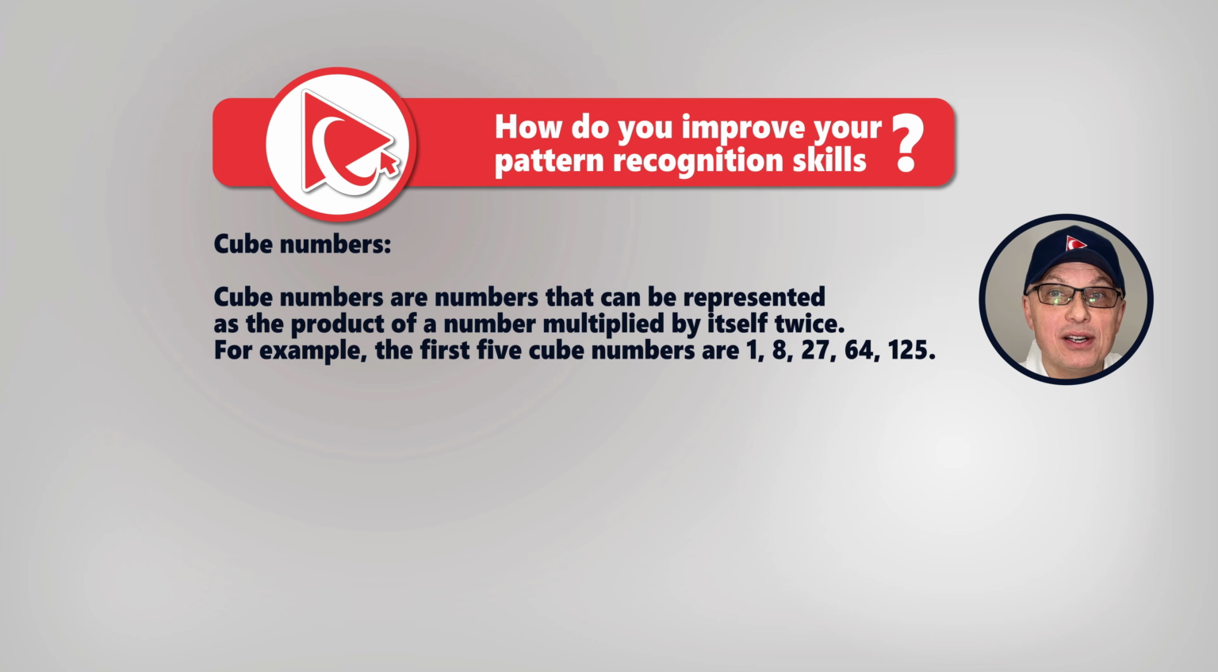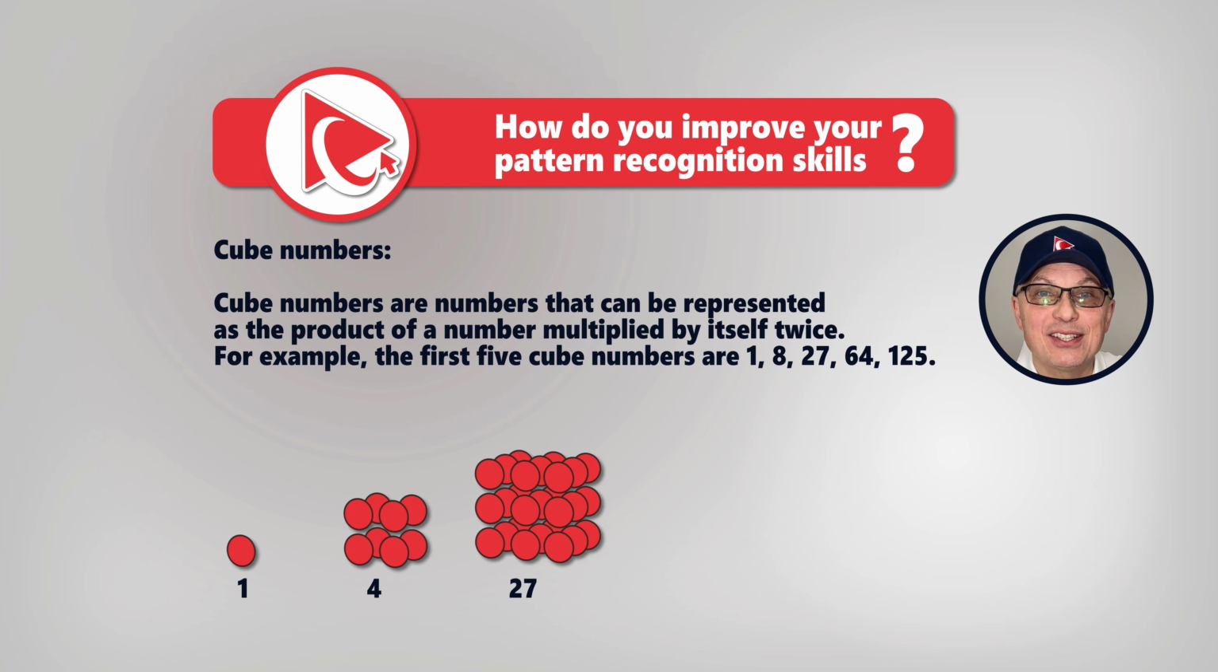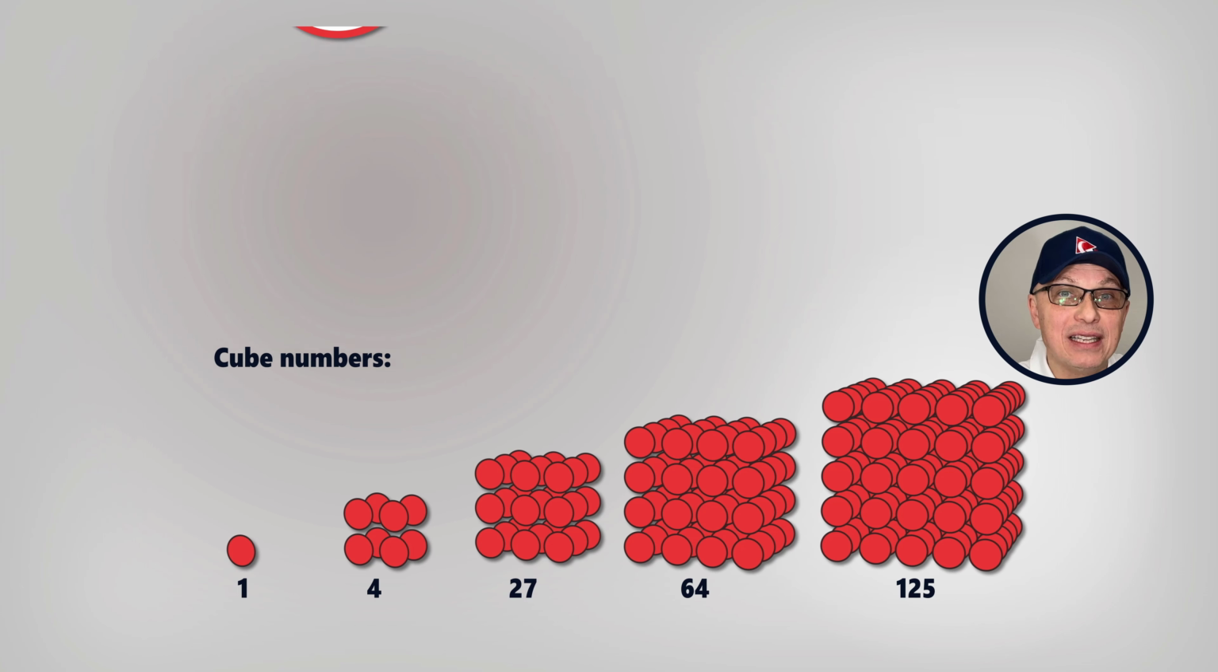And last but not least on my list are cube numbers. Cube numbers are numbers that can be represented as a product of a number multiplied by itself twice. For example, the first 5 cube numbers are 1, 8, 27, 64, and 125. Because 1 cube is 1, 2 cube is 8, 3 cube is 27, 4 cube is 64, and 5 cube is 125. Do you know any other interesting numerical patterns I did not mention here?